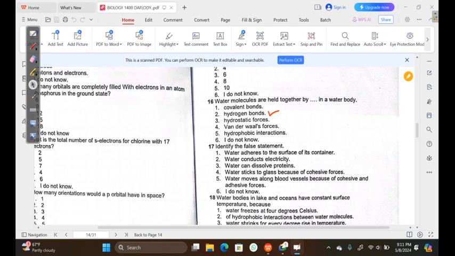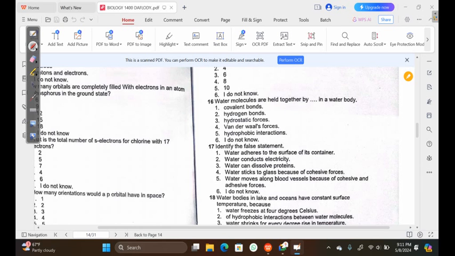Between covalent and hydrogen bonds, they will also ask you which one of these is stronger than the other. Covalent bond. That's why when you warm water, the bond that breaks is the hydrogen bond and not the covalent bond.